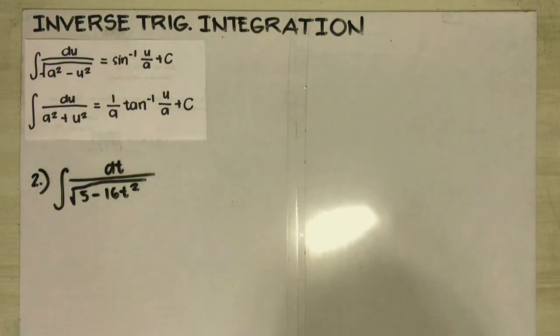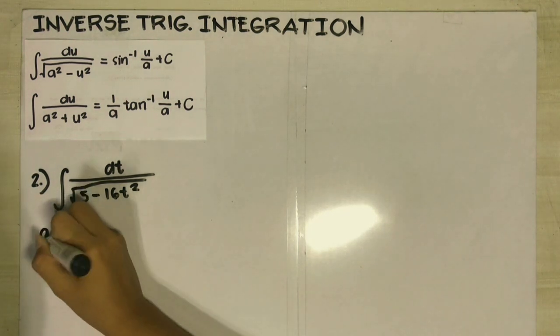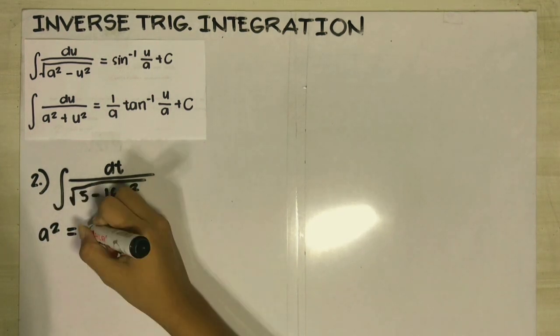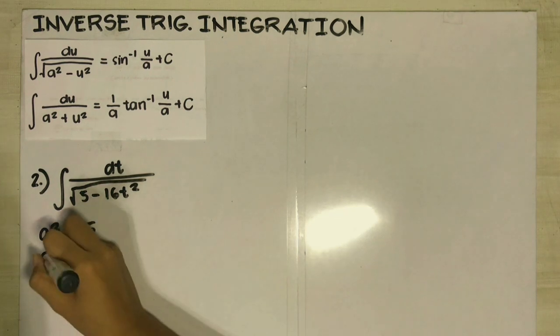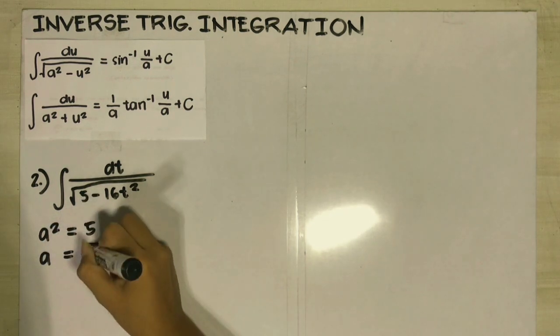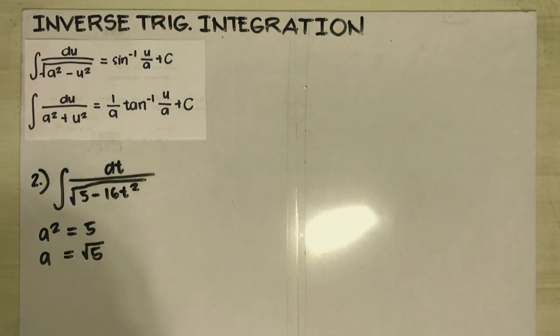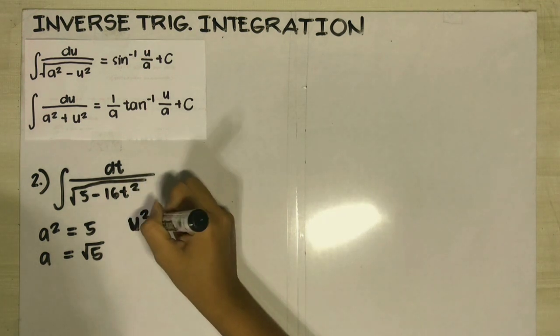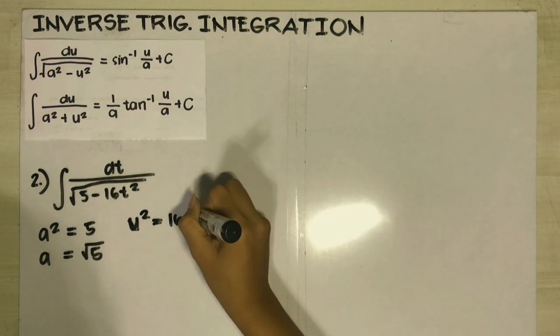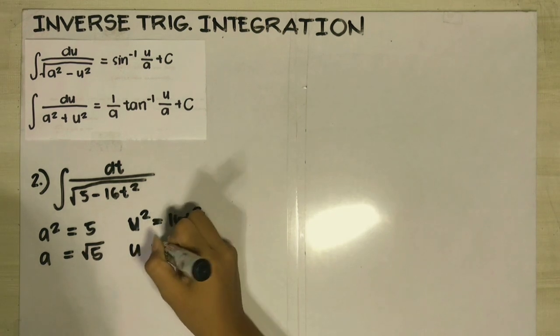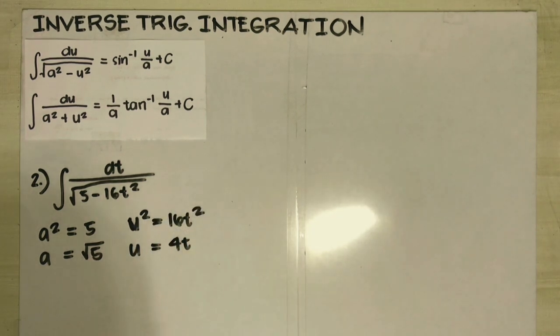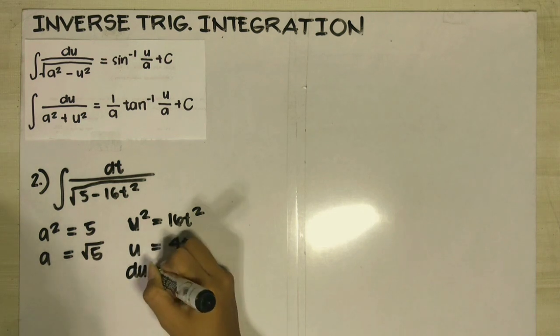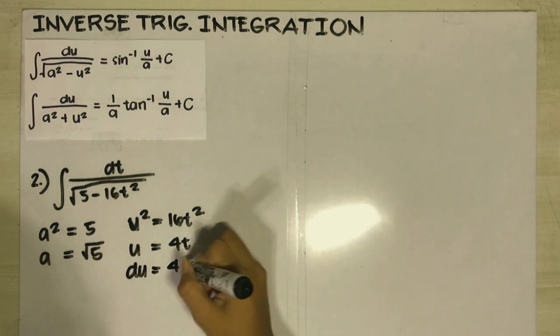For our second example, the integral of dt all over the square root of 5 minus 16t squared. Again, let's identify first the values. So a squared is equal to 5. So our a is equal to the square root of 5. And u squared is equal to 16t squared. So our u is 4t. And our du is equal to 4 dt.